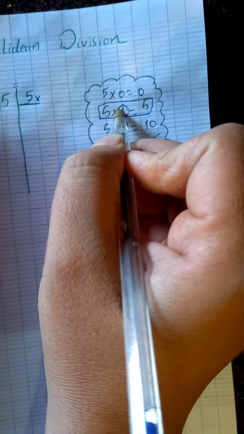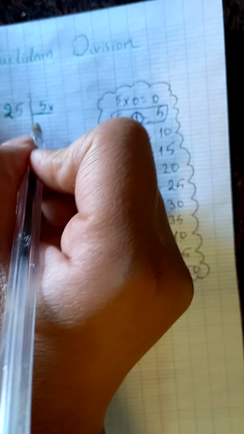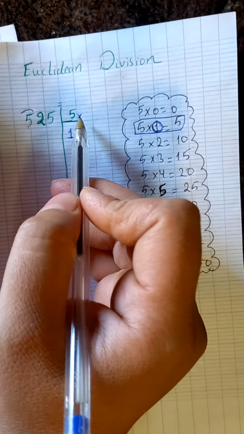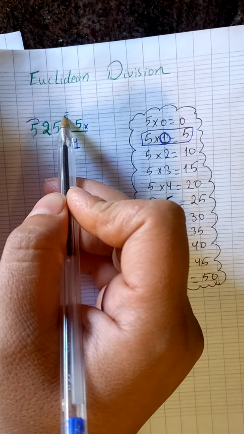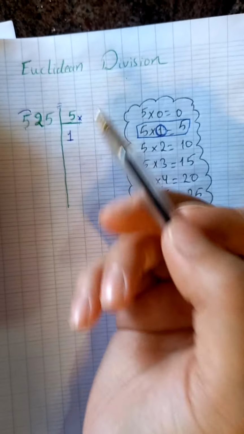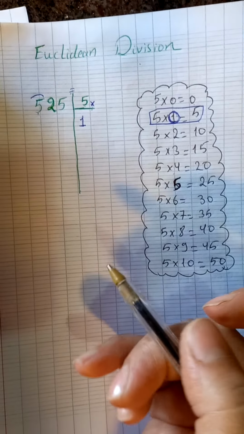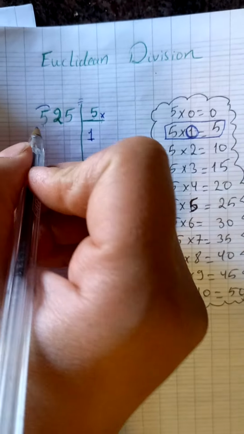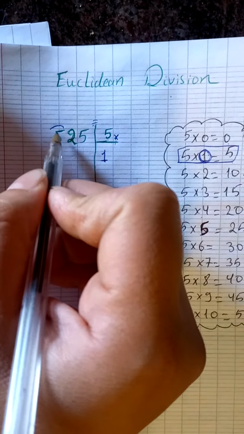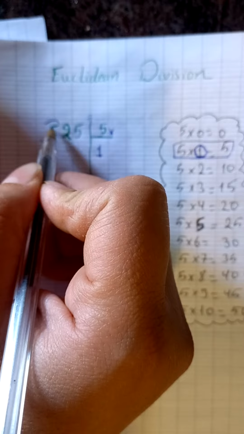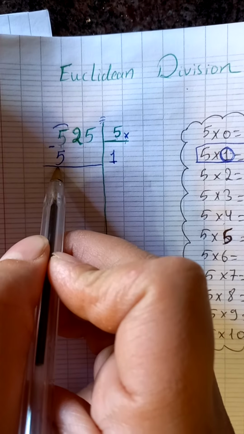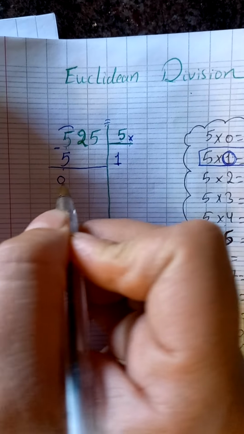So I will write this number, which is 1, in the quotient space here. I put here the sign times, and above the equal sign, I will show you later why I wrote them. Now I continue. 1 times 5 is 5. I write the answer just below where I started, under 5. I now subtract them. Now 5 minus 5 is 0.